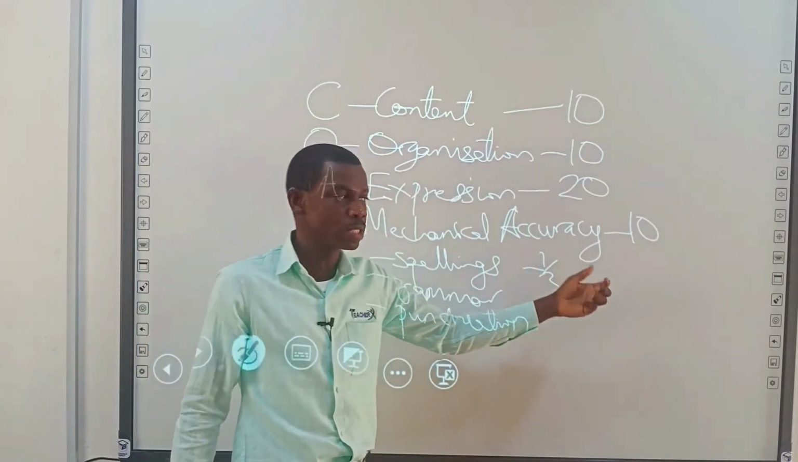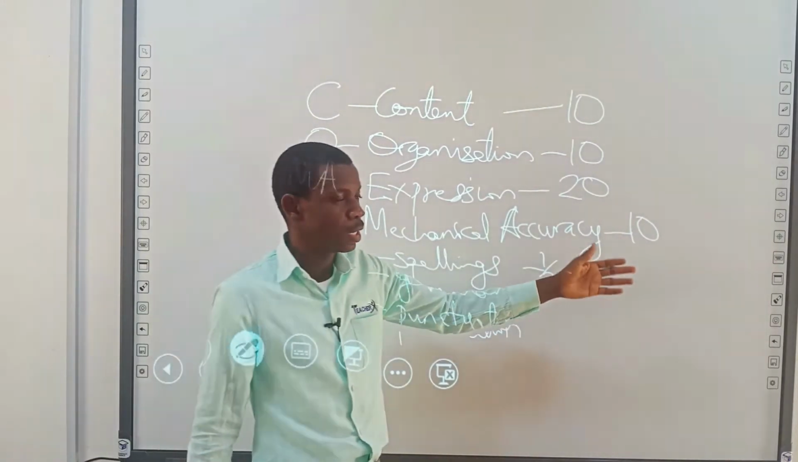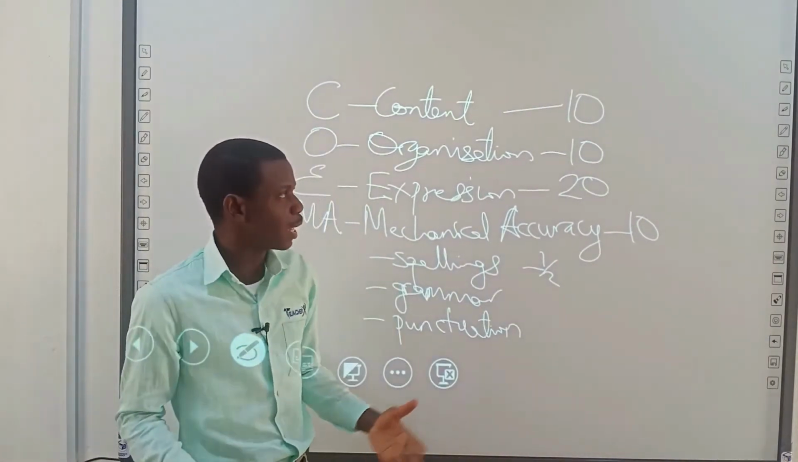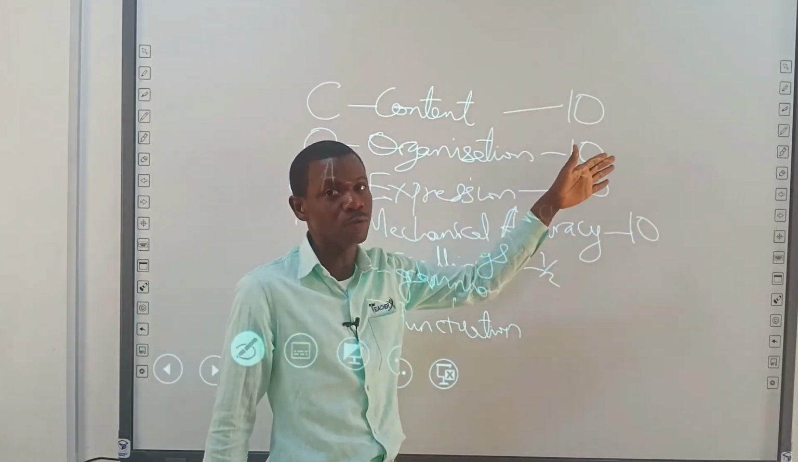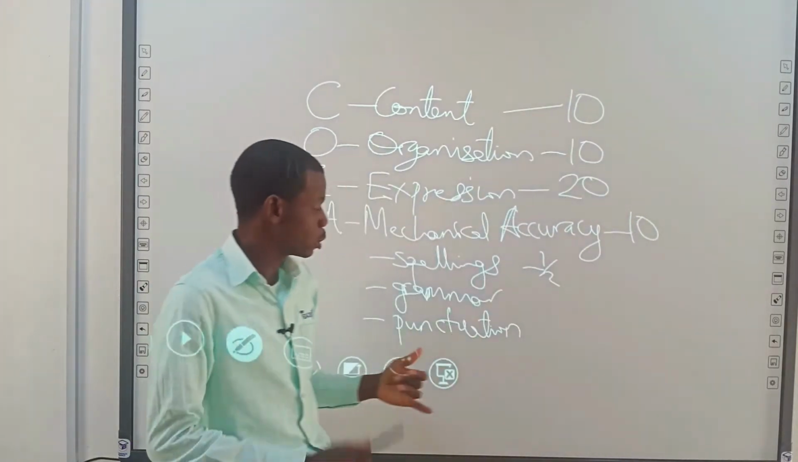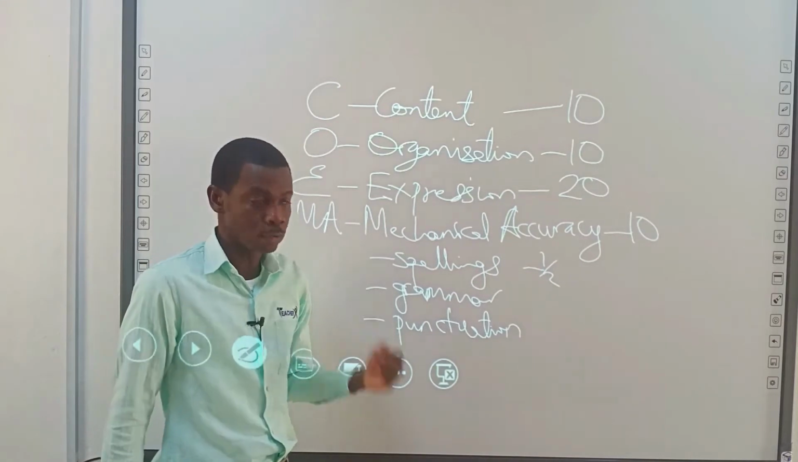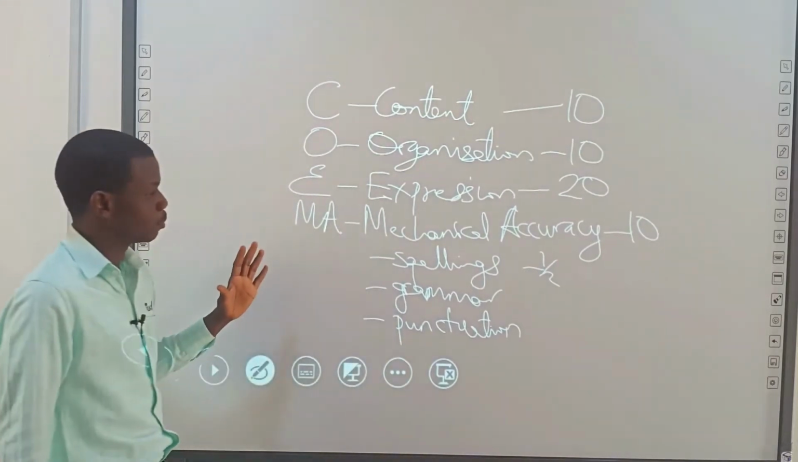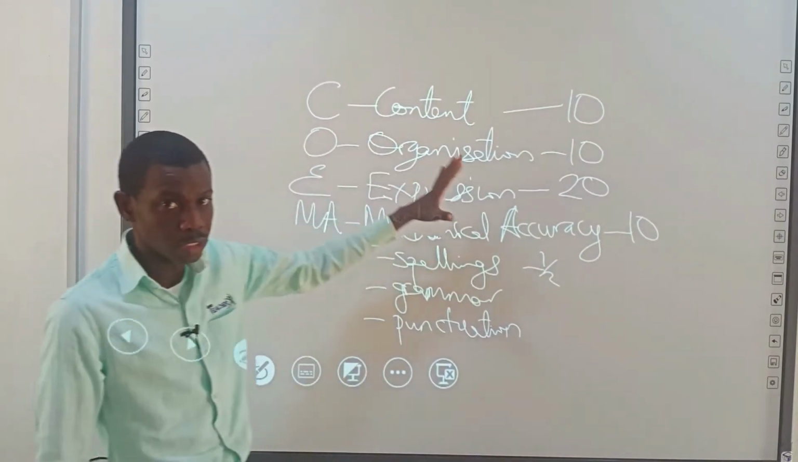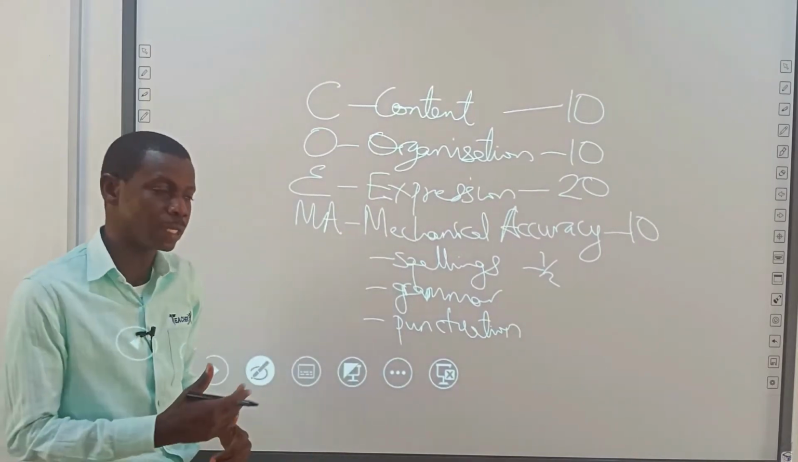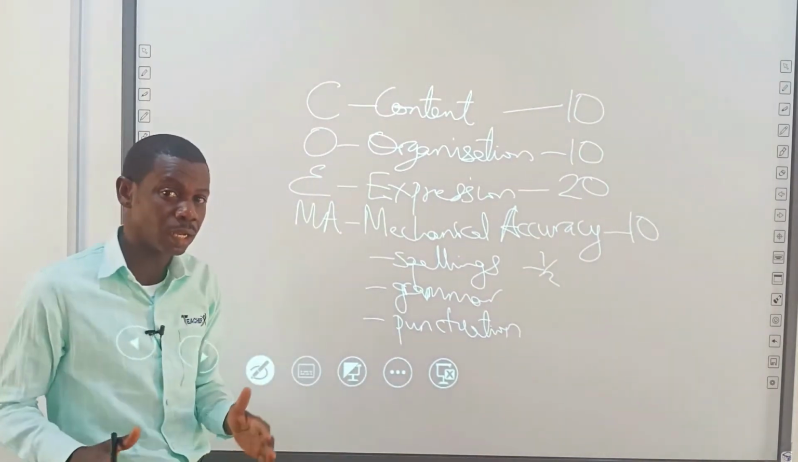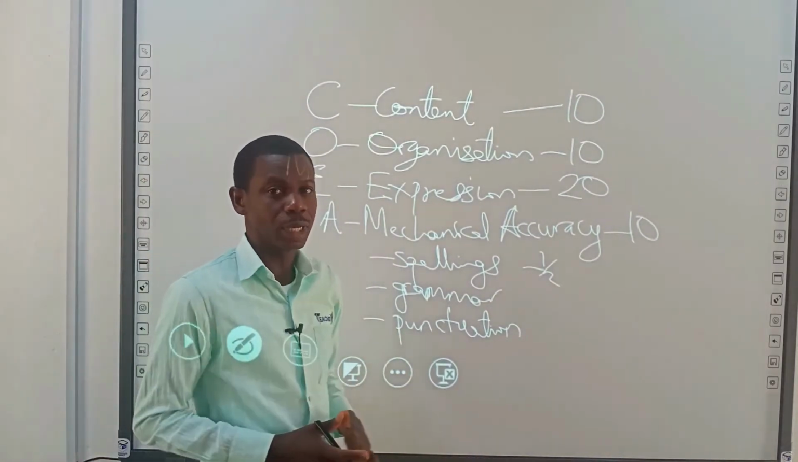That's why you see most students tend to score 0 here, and so invariably they are judged on 40 marks instead of 50. So you need to be very careful with your spelling, with your grammar, and with your punctuation. So I think we have really done justice to this. Now let's get to another side where we're going to see the practical way how an examiner will mark.